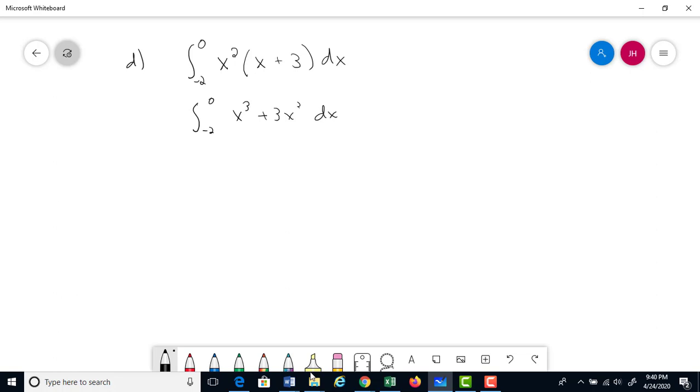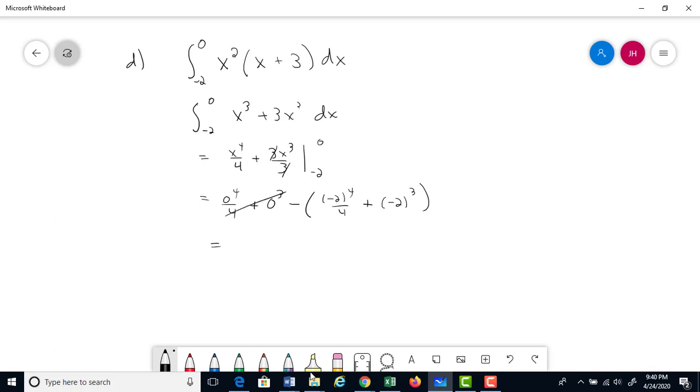So this is going to be equal to x to the 4th over 4 plus 3x cubed over 3, so at least those will cancel, evaluated from minus 2 to 0. So this is going to be equal to 0 to the 4th over 4 minus 0 cubed minus, when I plug in the bottom, minus 2 to the 4th over 4, plus, that should be plus minus 2 cubed.